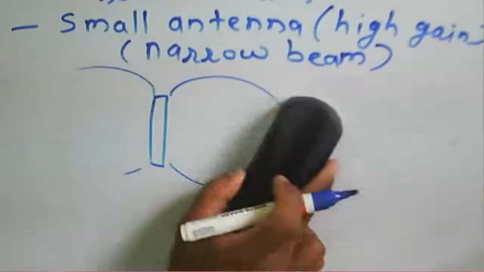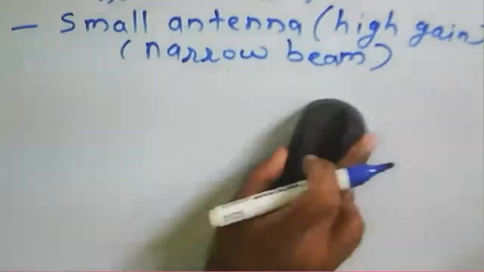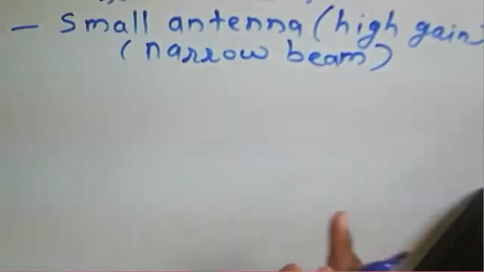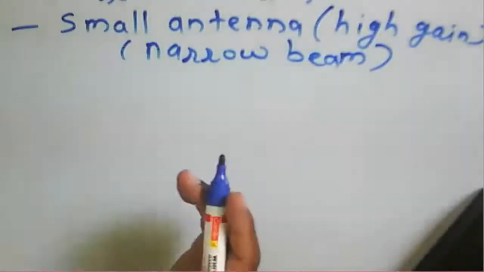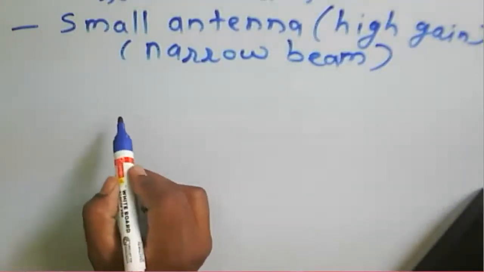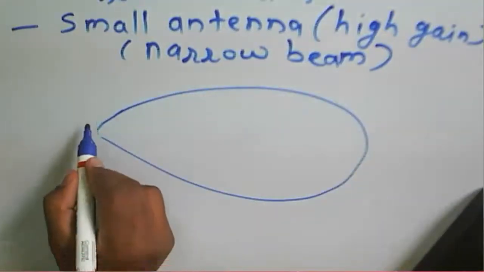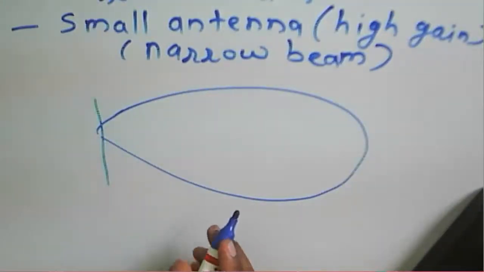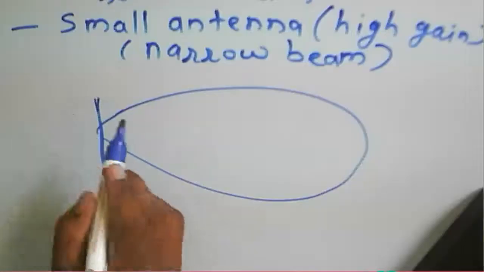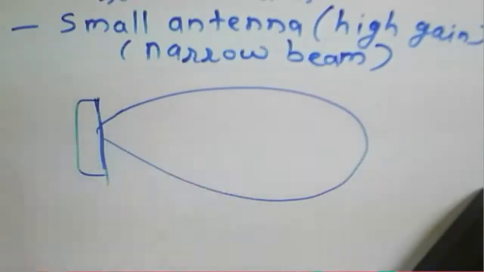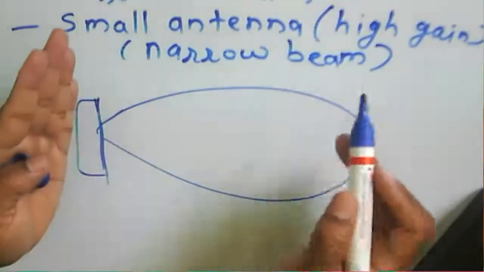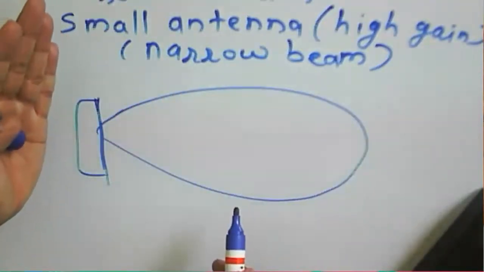Suppose we have the Yagi antenna, which is a combination of n elements. We get a radiation pattern that is unidirectional. Here we have the antenna and the elements, and this is the radiation pattern of the antenna.